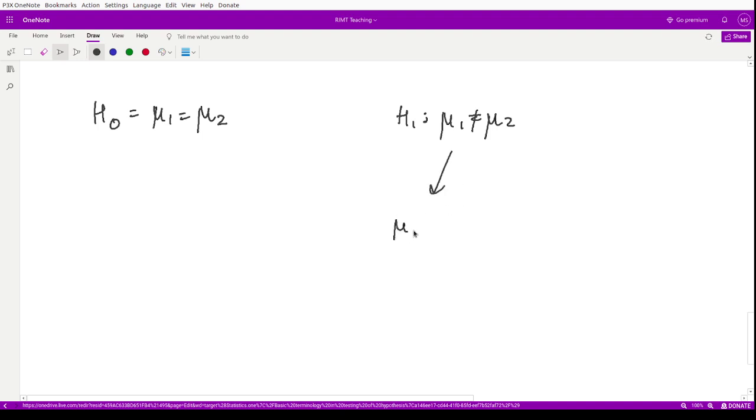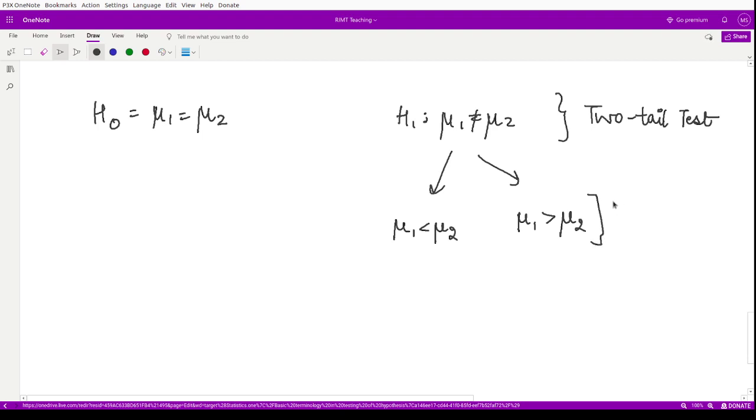One case is that the first mean is lesser than the second mean, or in the second case, your first mean is greater than the second mean. So these two possibilities are only there, right? Based on this, we call this the two-tail test. And if we have either of these two cases, then we call this the one-tail test, or one-sided test.